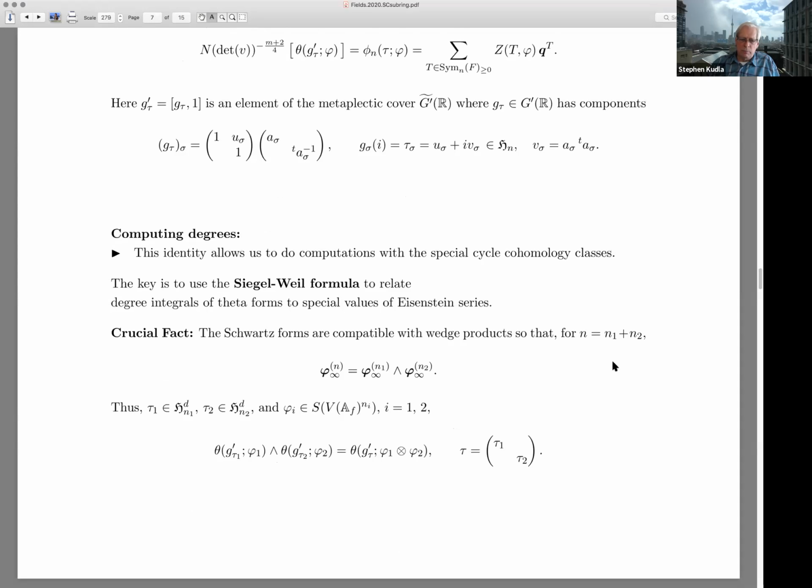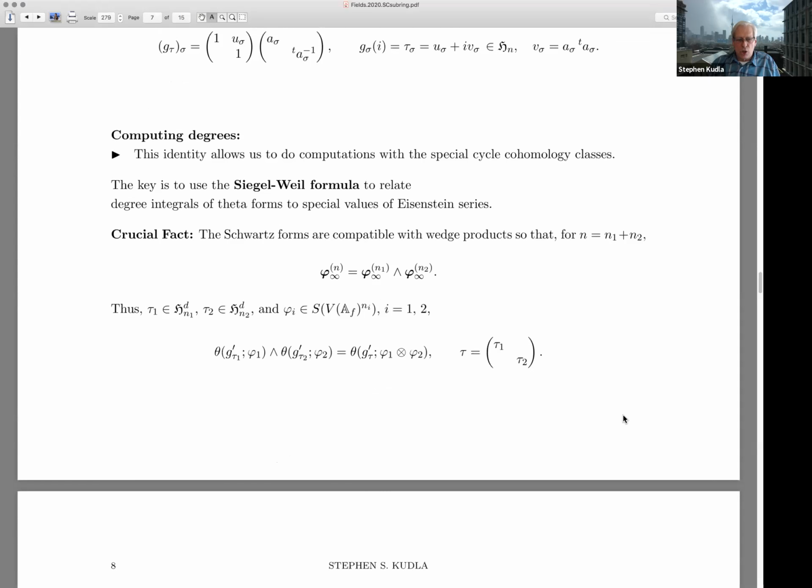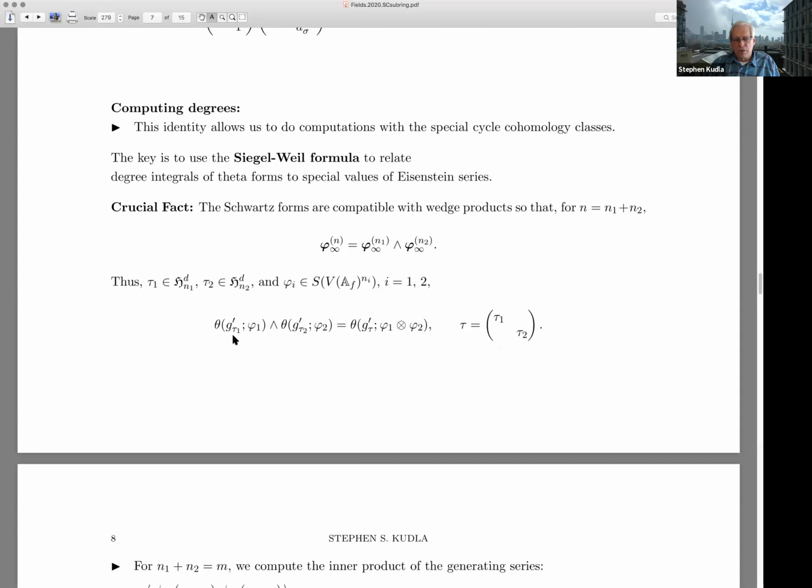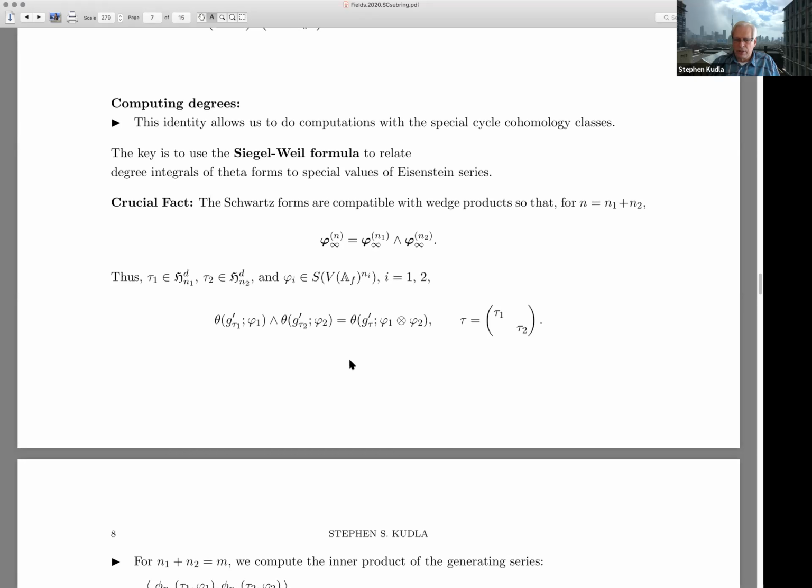So the key crucial fact about these Schwartz forms is the fact that when I take their wedge product, one for n1 and one for n2, I get the one for n, which is n1 plus n2. And so what that means is if I make these generating functions that I just described, and I take their cup product, what I get is exactly the restriction to the diagonal of the generating function for the Siegel space of genus n. So there's this relation here between taking cup products of generating series and pulling back along this block diagonal the generating series in n for the n1 plus n2 generating series, okay?